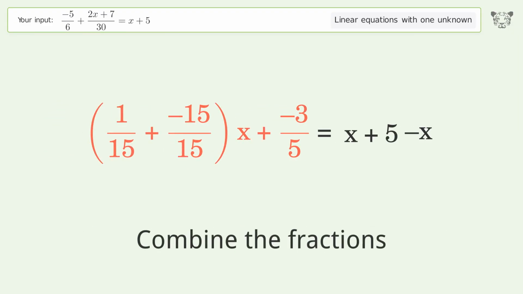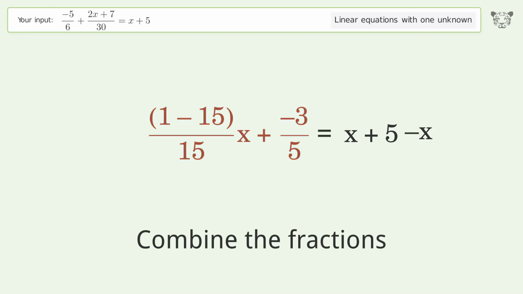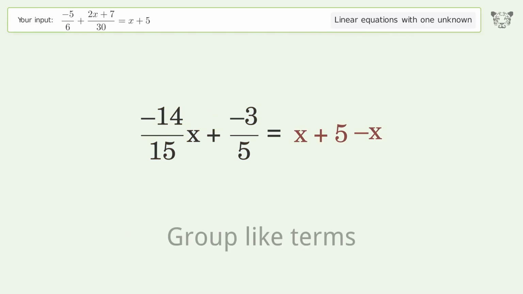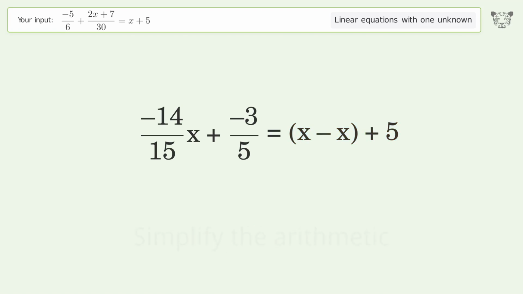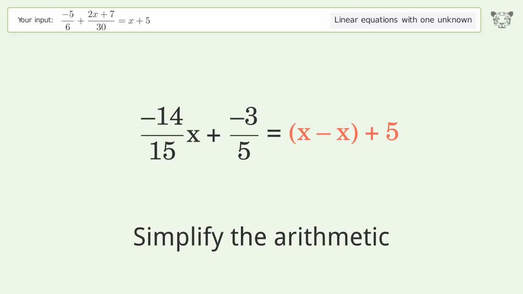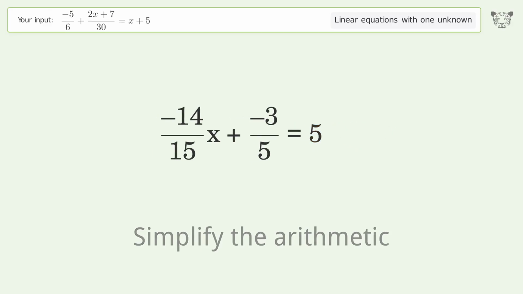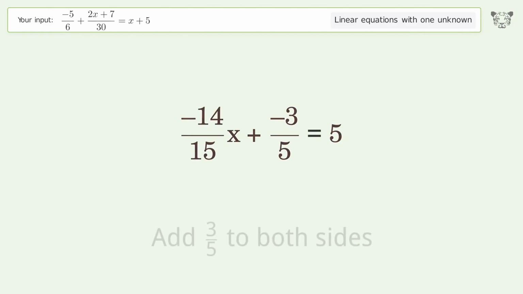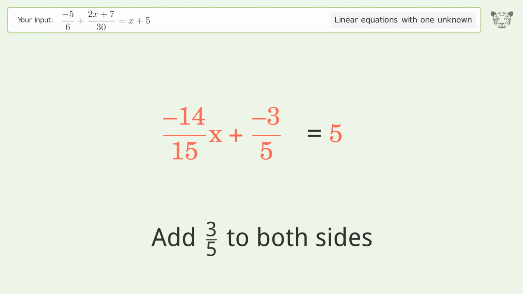Combine the fractions. Combine the numerators. Group like terms. Simplify the arithmetic. Group all constants on the right side of the equation. Add 3/5 to both sides.